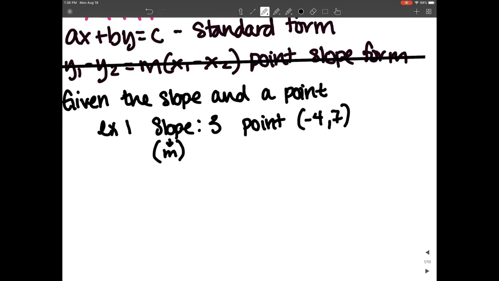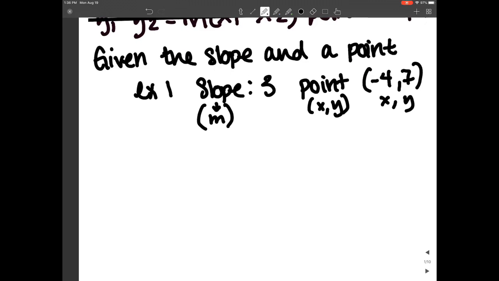And my point, can anybody guess what my point might represent in that situation? Addie? The Y and the X. Yeah, the X and the Y. Good. So this is my X and that's my Y. So what I'm going to do is plug in what I know and solve for B.